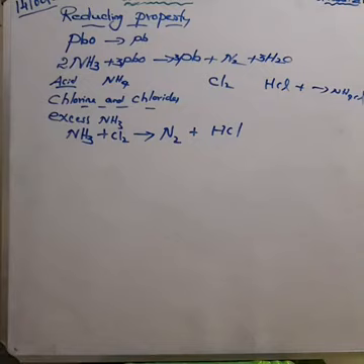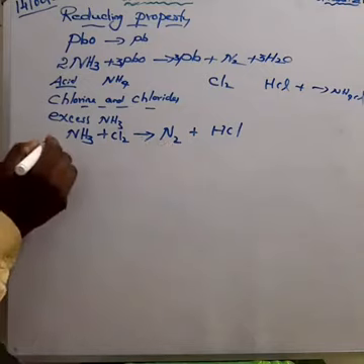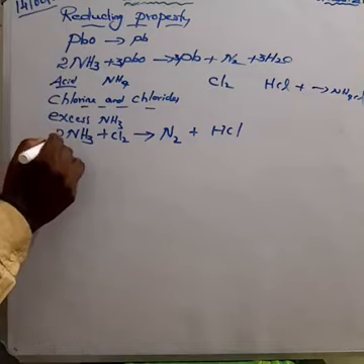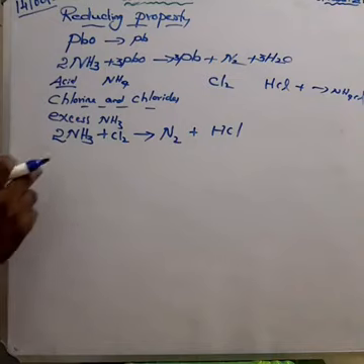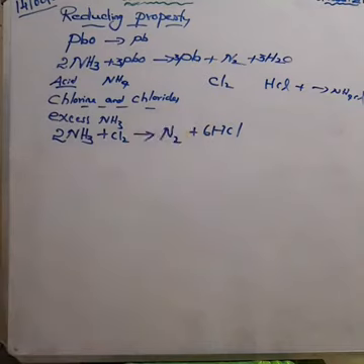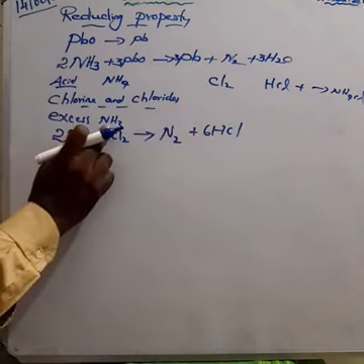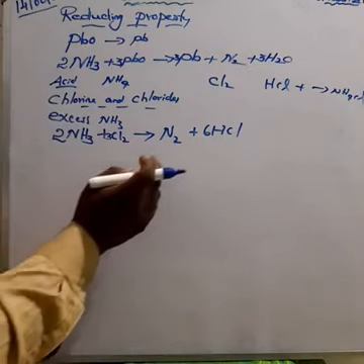So you have to balance the equation. How can you balance it? The product side has nitrogen N2, so on the reactant side make it 2 ammonia. So nitrogen is balanced. What about the hydrogen? Here there are 6 hydrogen, so on the product side also make it 6 hydrogen. Hydrogen is balanced. What about the chlorine? Here there are 6 chlorine, so make it 3 Cl2. Chlorine is balanced.